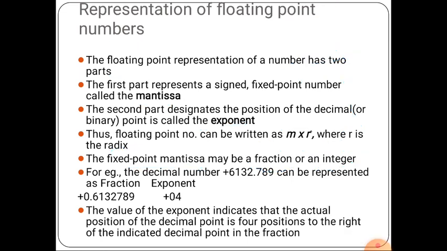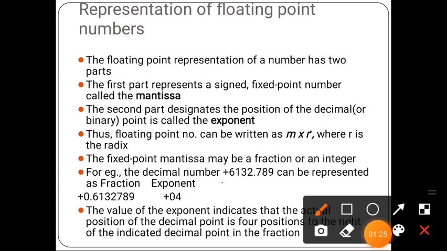For example, the decimal number plus 6132.789 can be represented as a fraction and an exponent. Here the fraction is represented as plus 0.6132789 and the exponent is plus 4. It has two parts, the fraction, which is also known as the mantissa, and the exponent part. The mantissa is represented as a fraction and the exponent indicates the position of the decimal point.